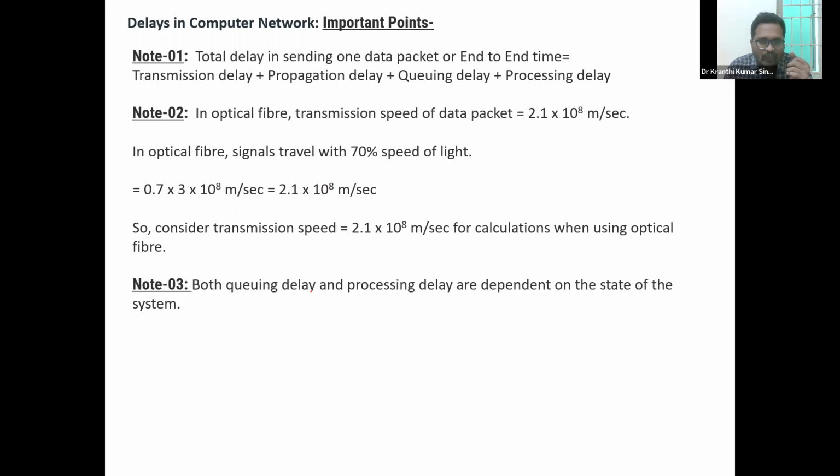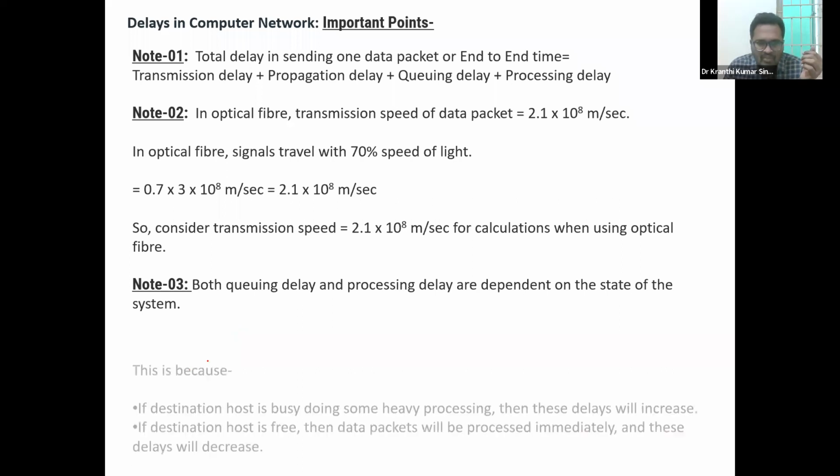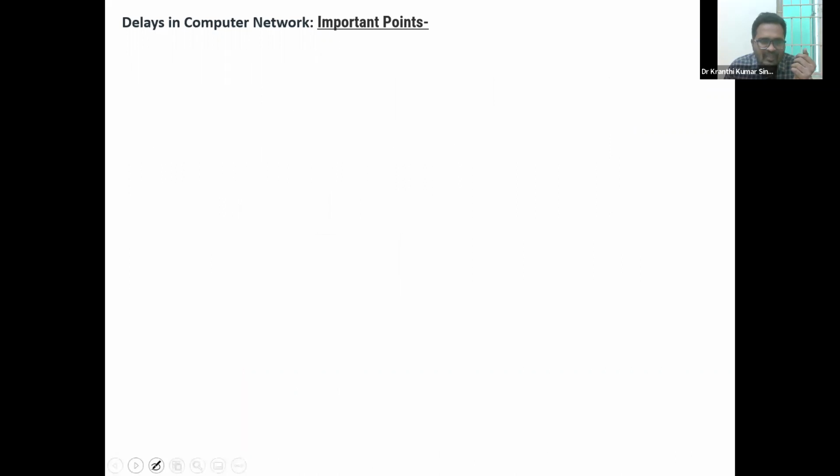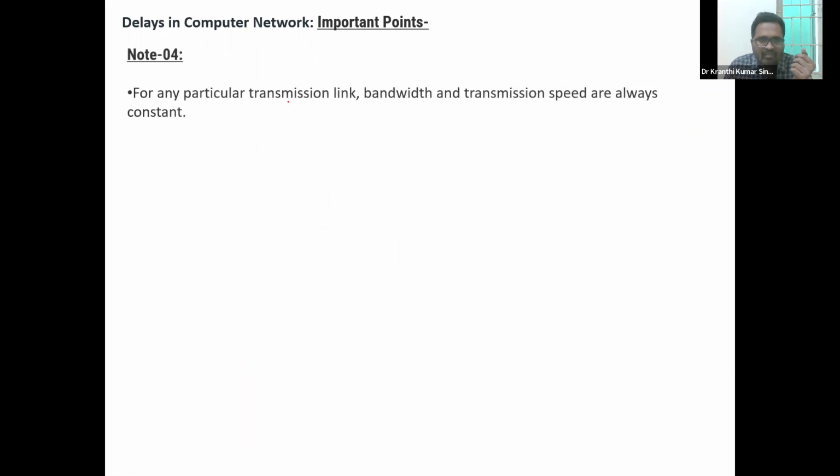Now, both queuing delay and processing delay depend upon the state of the system, the state of the operating system and processor, of course. This is because if the destination host is busy doing some heavy processing, as I showed you using Task Manager, then these delays will increase. If the destination host is free, with no service running, then the delay is less. It just depends completely. A note: for any particular transmission link, bandwidth and transmission speed are always constant.